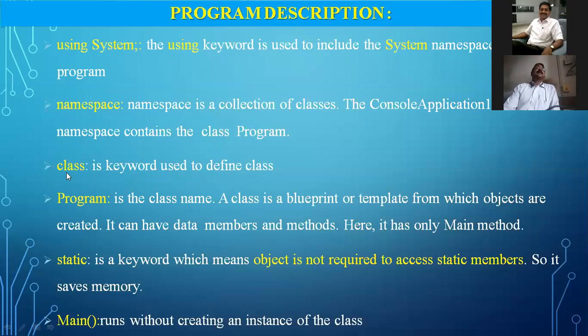The next, after the class, we have written the program. So what is that? It is the class name. After the class keyword, the program is the class name. A class is a blueprint or template from which objects are created.